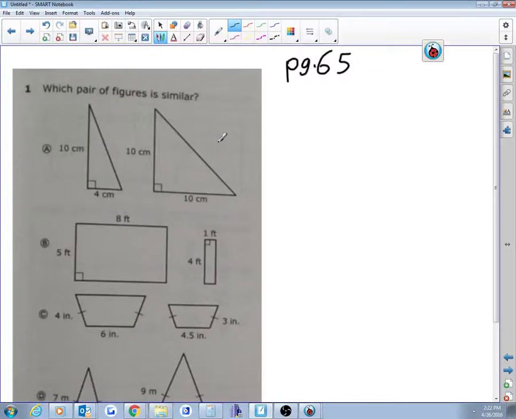Okay, page 65, number 1. Which pair of figures is similar? Okay, so similar figures are the same shape. They're not necessarily the same size, but they are the same shape.